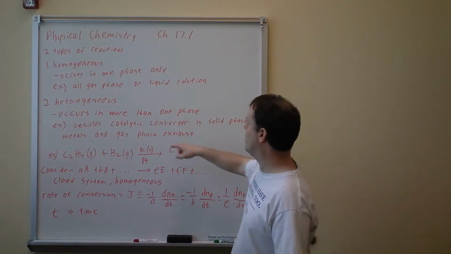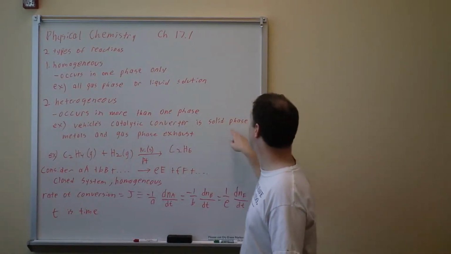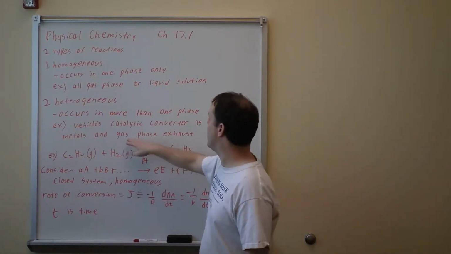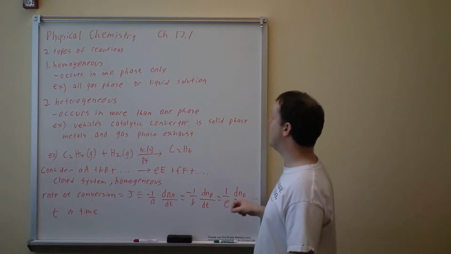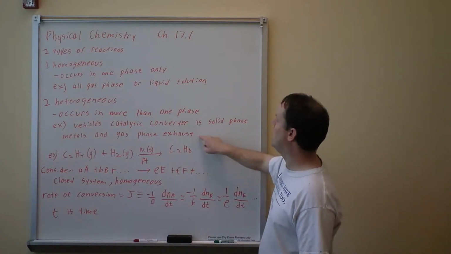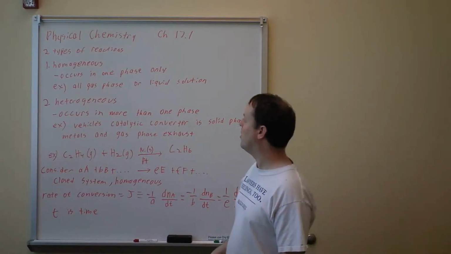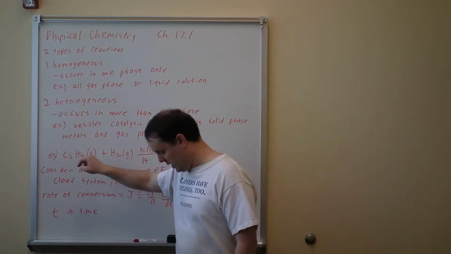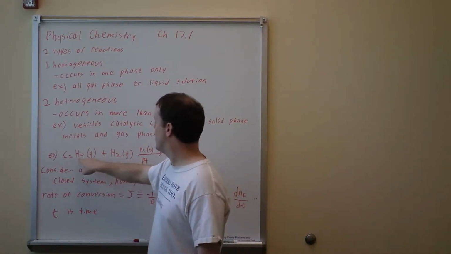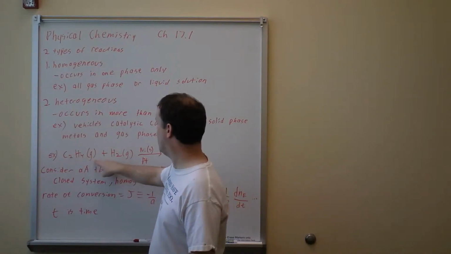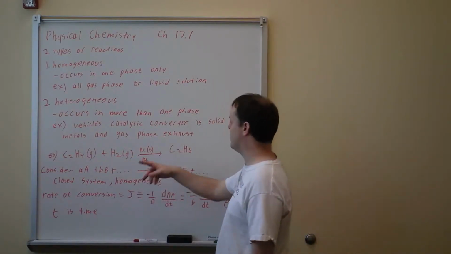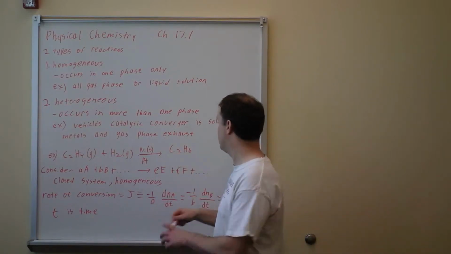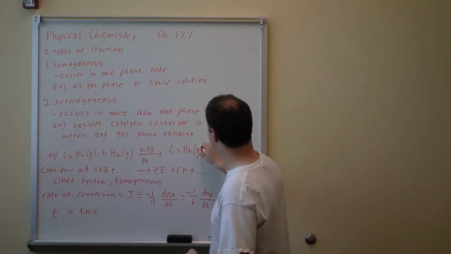A couple of examples here. One, the catalytic converter in your vehicle, it's got solid phase metals like palladium or something like that. And then, of course, the exhaust coming out is gas phase. So the reaction is actually happening on the surface of the metal there. And likewise, another catalytic reaction, you've got C2H4, I guess that's ethene, and that's a gas, and then hydrogen gas. Then you've got a couple of metals as your catalyst, making another gas here, I would assume.